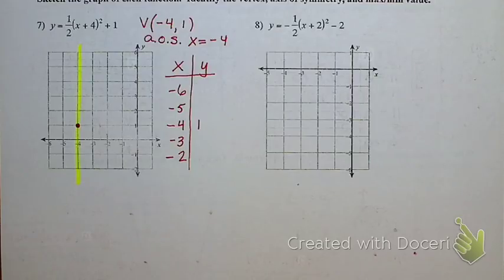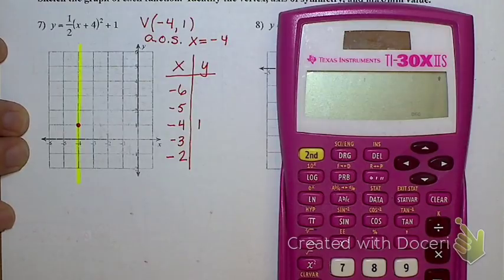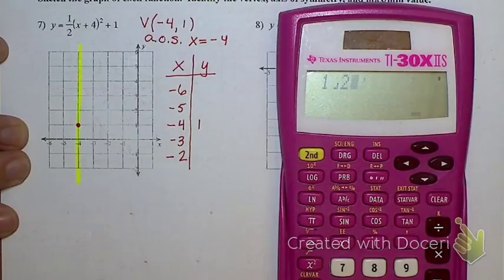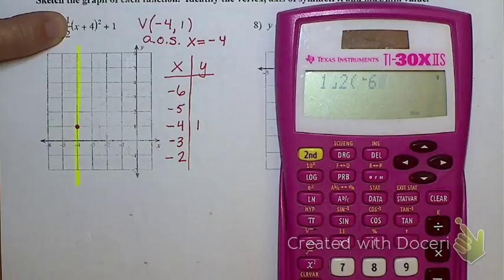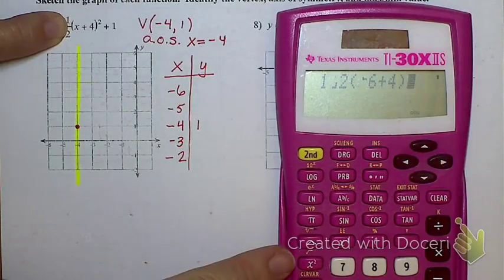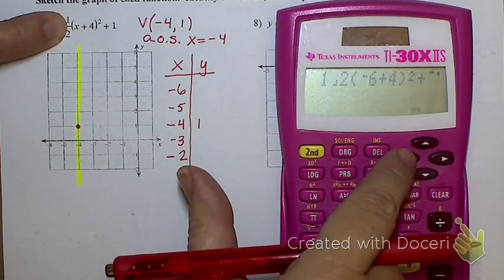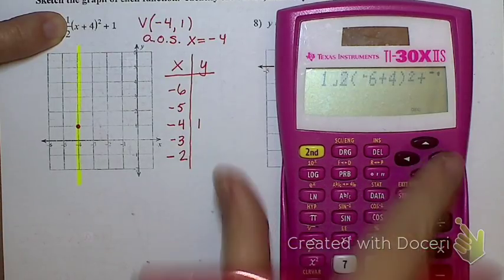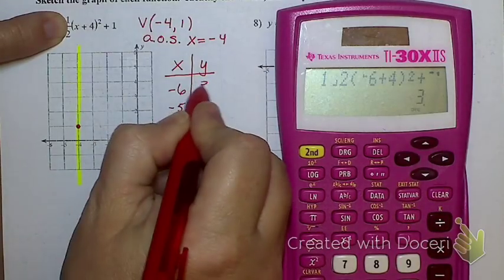So far the 1/2 has not done anything to me. The only time it's going to affect me is as I plug stuff in. So I can either use my fraction button and go 1/2, parentheses, and start off with -6 plus 4. Close my parentheses, press my squared button, which is this x squared right there, and then plus 1. Or if I didn't want to use my fraction button, what could I use instead of 1/2? 0.5. And I get a value of 3.